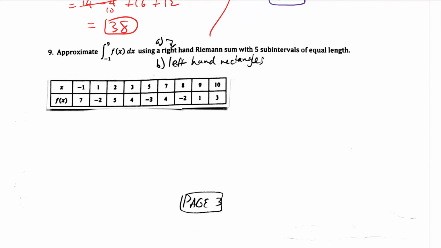Moving right along. We got an A and a B. We're looking for a right Riemann sum with 5 subintervals of equal length. So here we go back to our total width is 9 minus -1, which is 10 over 5. So the width should be 2.